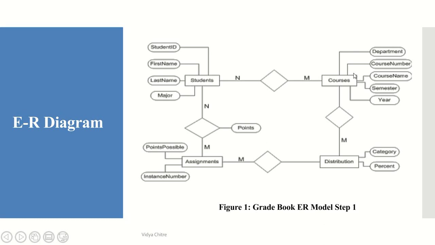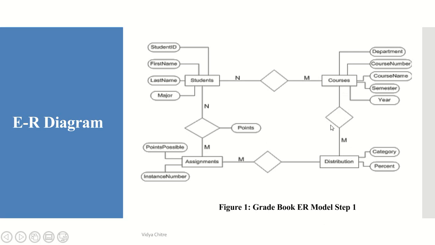Similarly, there is another entity, which is course. For course, we have the attributes department, course number, course name, semester, and year, and course is shown with a rectangle. Then the other two entities, distribution and assignment, are also shown with rectangles. The related attributes, points possible and instance number, are shown with ovals and linked with the assignment. Distribution is linked with category and percentage.